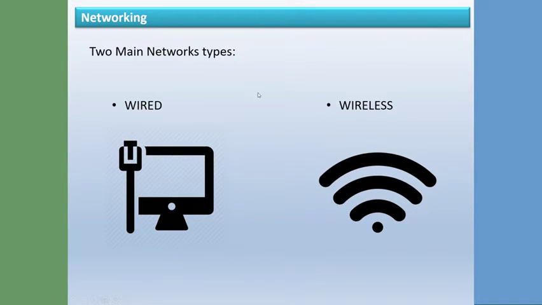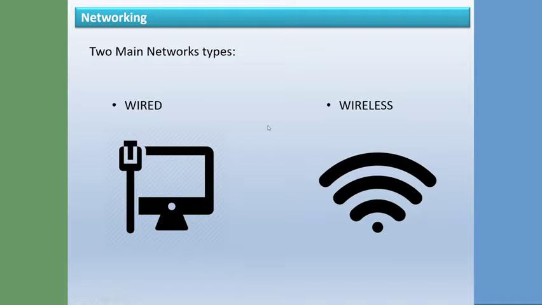There's two main types of network. We've got wired and we have wireless. This is talking about how these computers are actually connected into our network. Obviously, a wired network would use a cable that plugs into your computer, whereas wireless would use a radio frequency to communicate with a router or a wireless access point. So there's no wires for this one, but there is for this one.